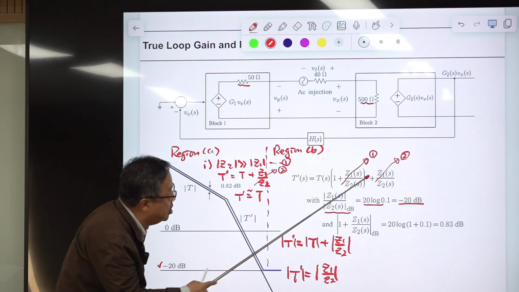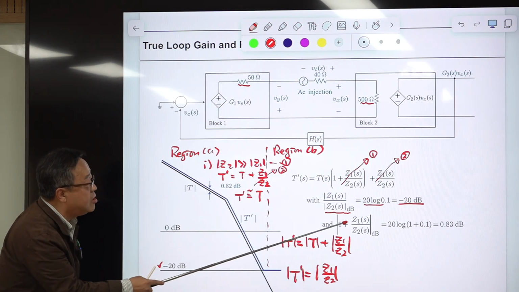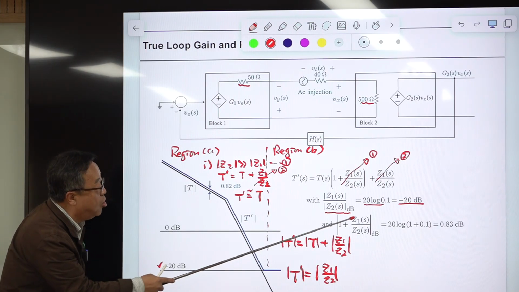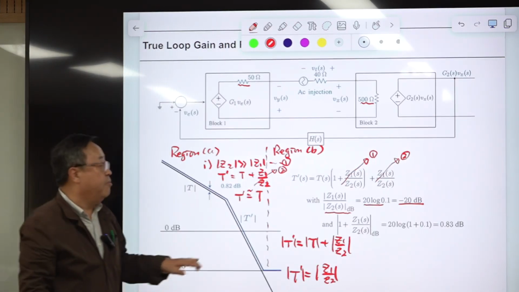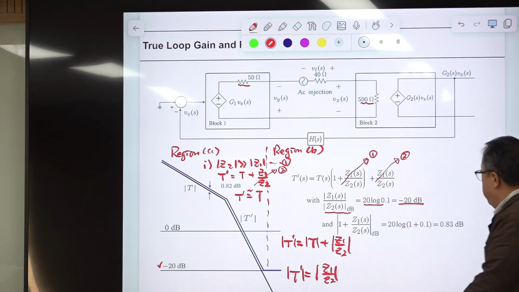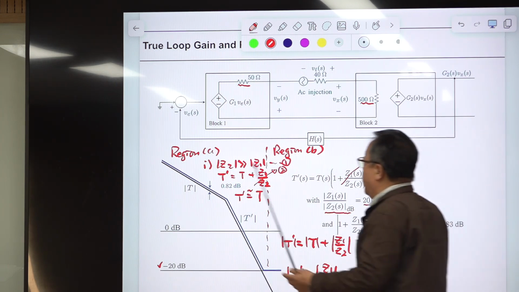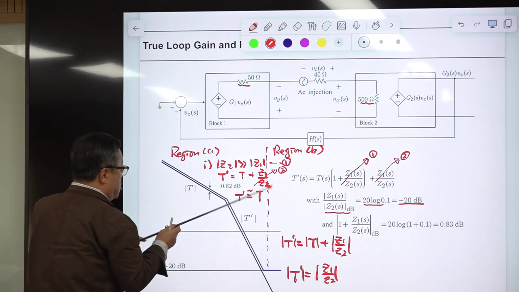Maybe you keep this for some reason, then you calculate this, because the difference between 1 and 0.1 is not that big, so maybe you want to keep this and use that as the correction factor. Then this is the calculation in dB. So this is the 0.83 dB, all right? So pseudo loop gain will be raised by this much, okay?